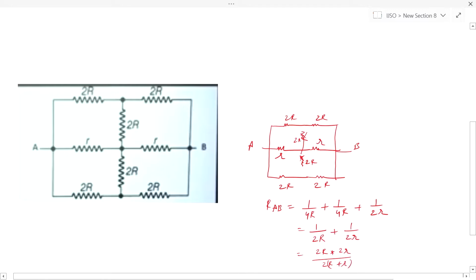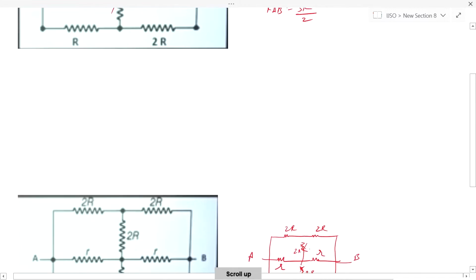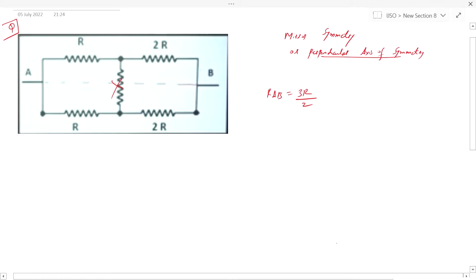2r by r plus r. Correct. So it's 2r by r plus r. So we have all the answers, correct? We know the answers. Now let's try another method.